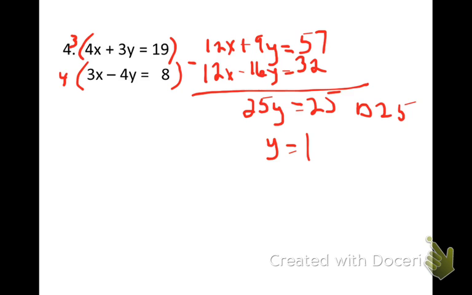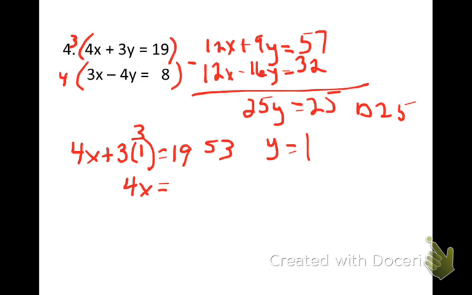Put it back in again, and probably better to go back to the original equation. I'm just going to put in the very first one. So 4x plus 3 times 1 equals 19. So this is 3, so I want to subtract 3 from each side and get 4x equals 16. Divide by 4, x equals 4. So my ordered pair would be (4, 1).